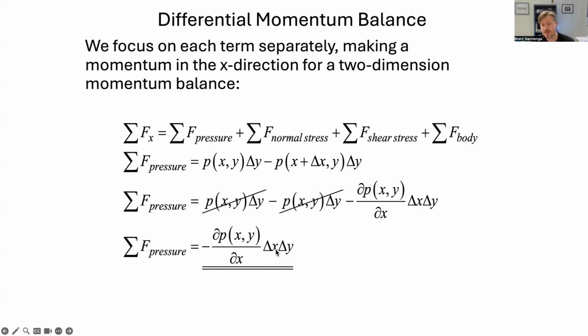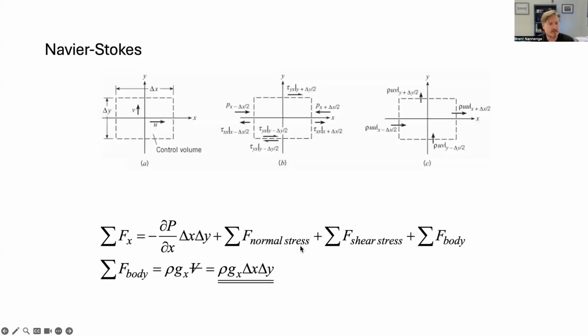Now again, if this were three-dimensional, we'd have delta x, delta y, delta z. But again, for simplicity, we're just going to have two dimensions, delta x and delta y. So this is our term for pressure right here, how pressure changes with respect to x.